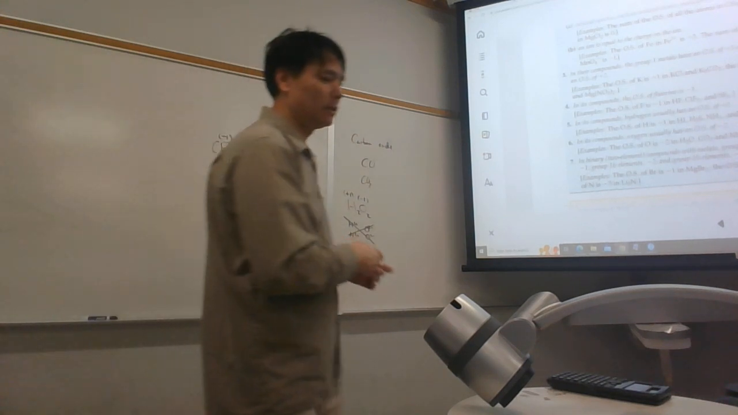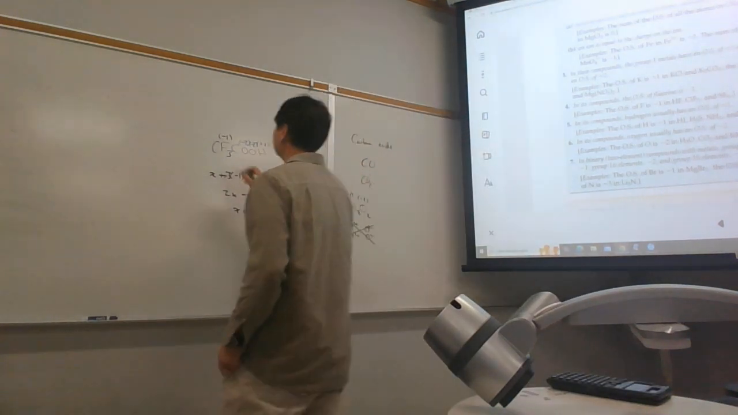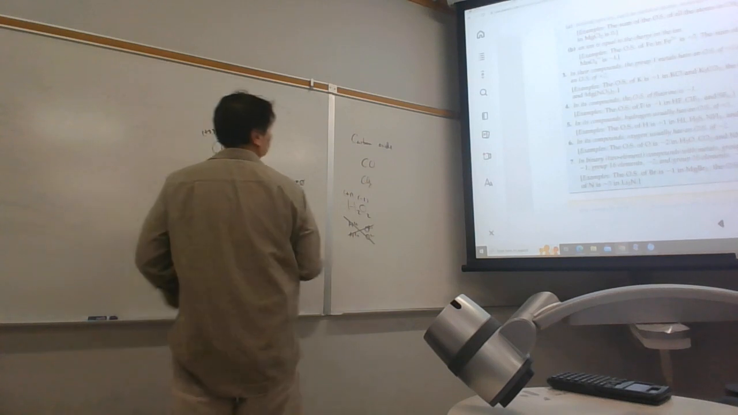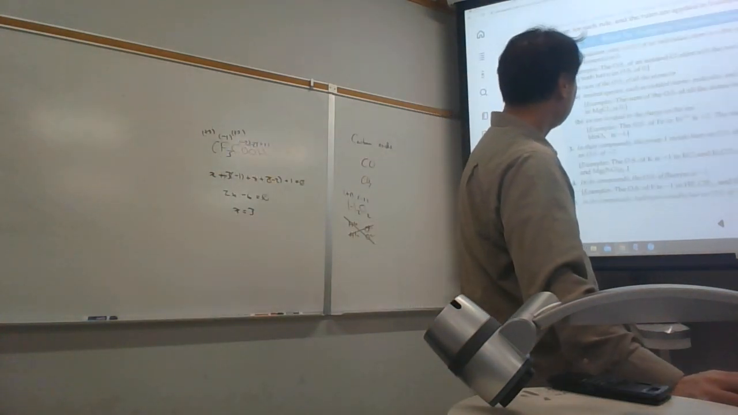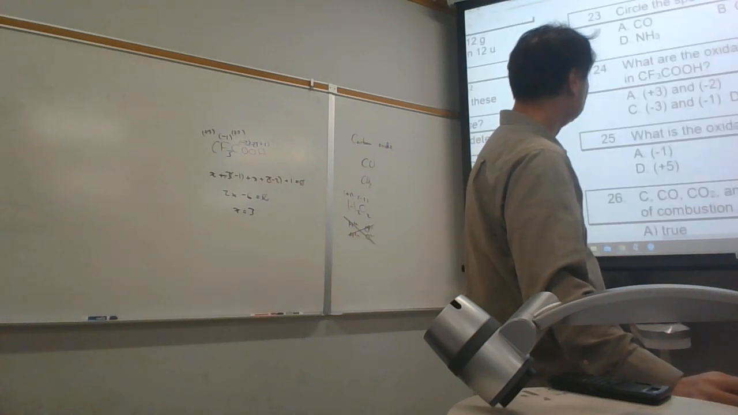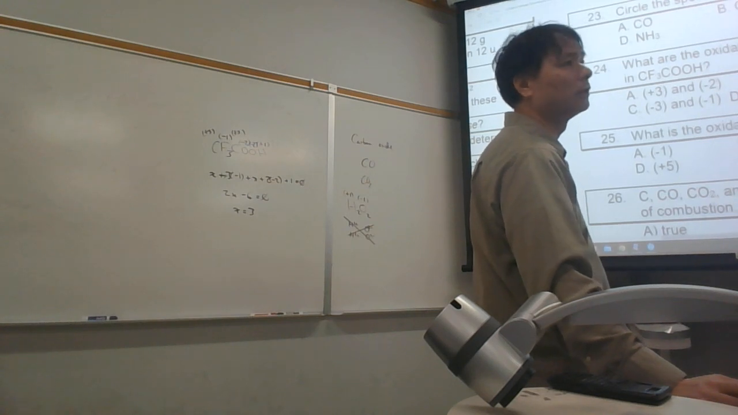And so it looks like the oxidation state on carbon must be plus 3. Okay, now when we look at the answer though, it would be B. Plus 3 and plus 3. Do you say B? Yeah.